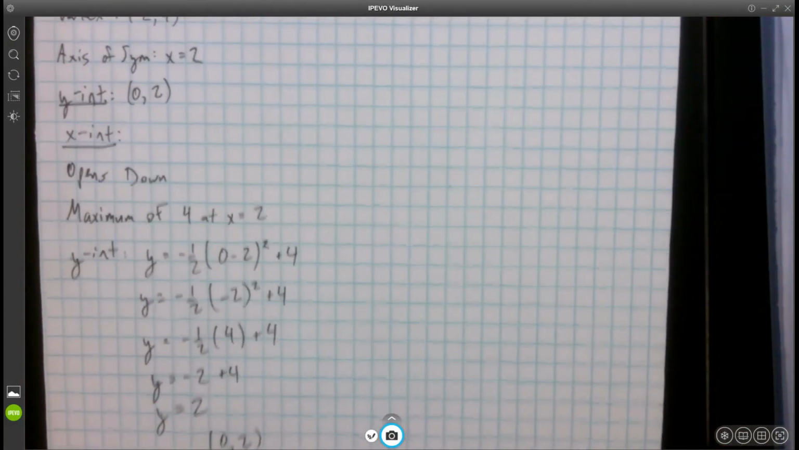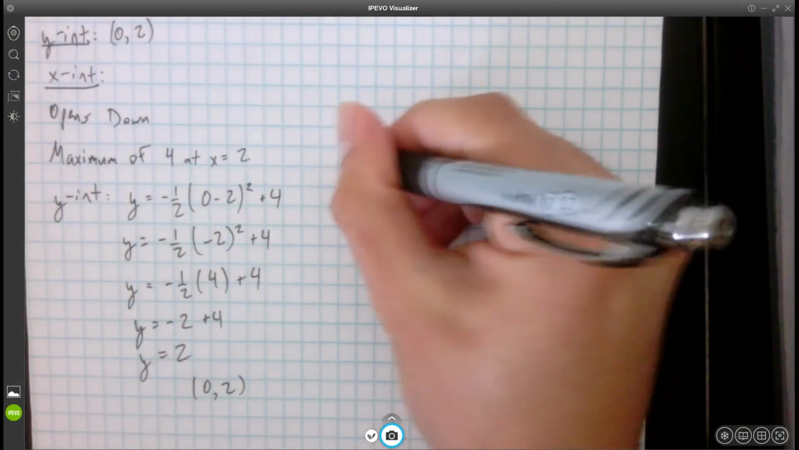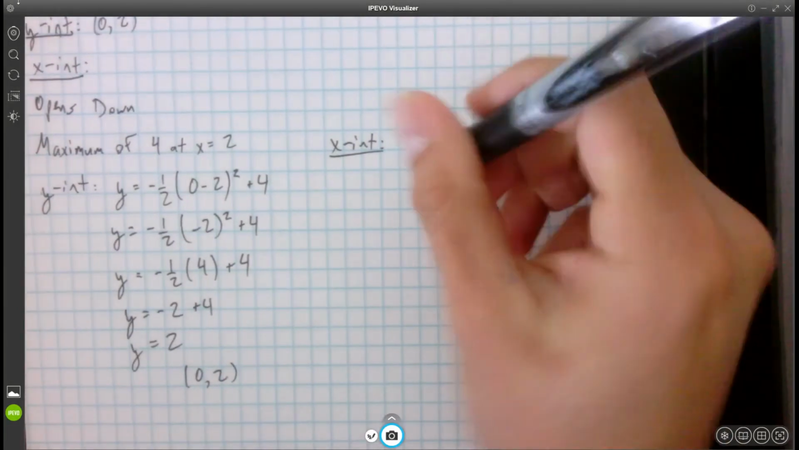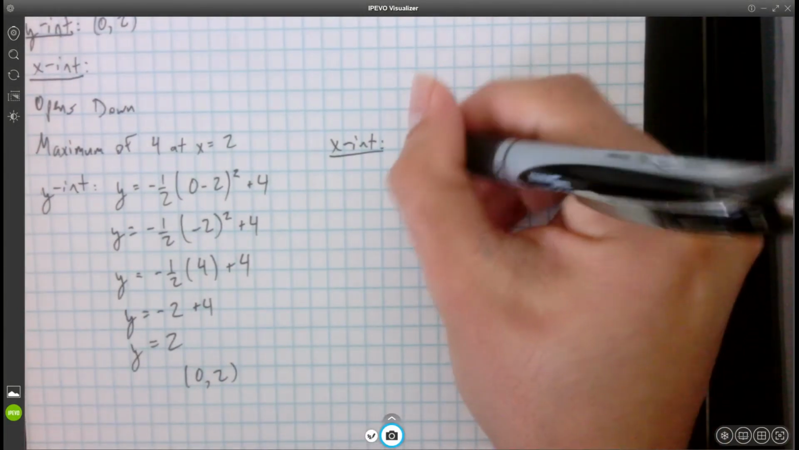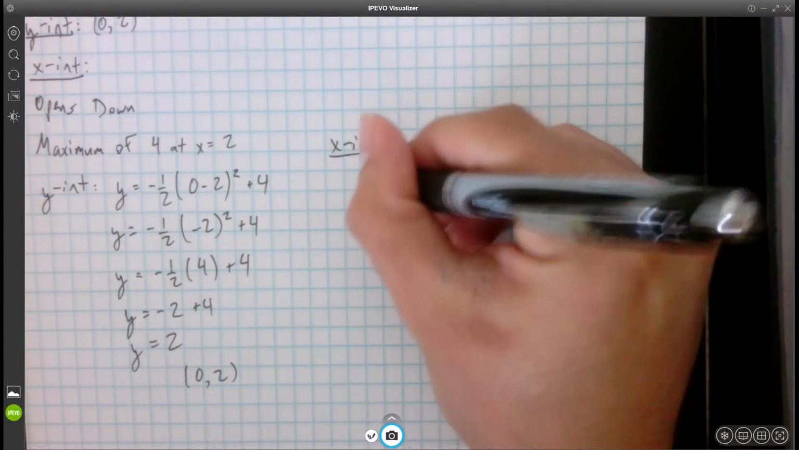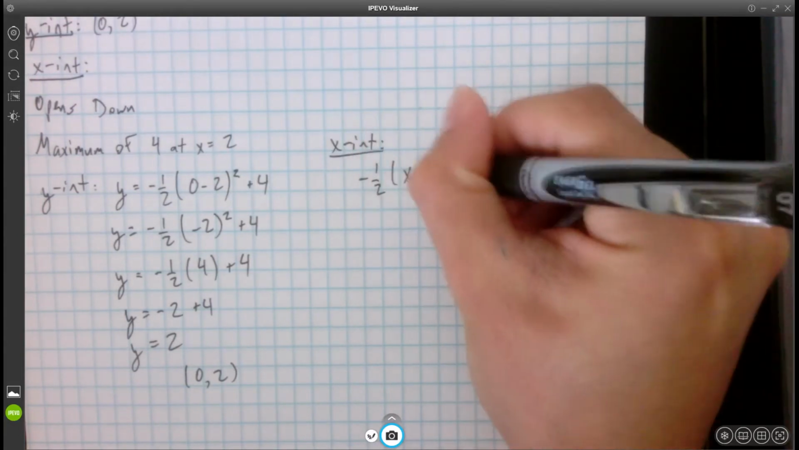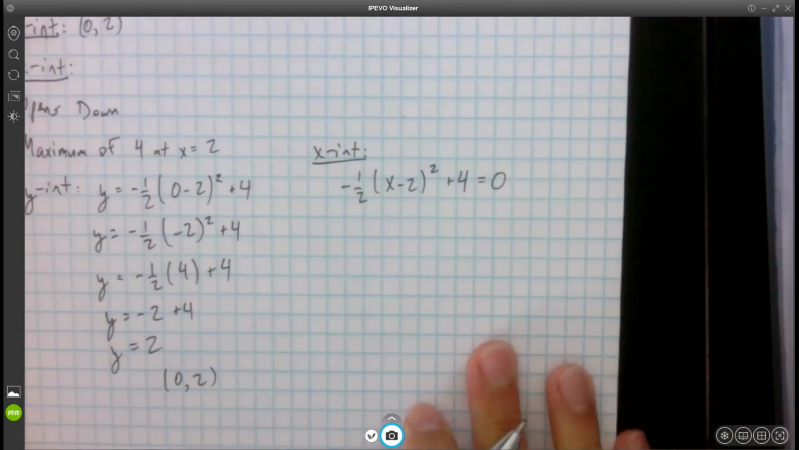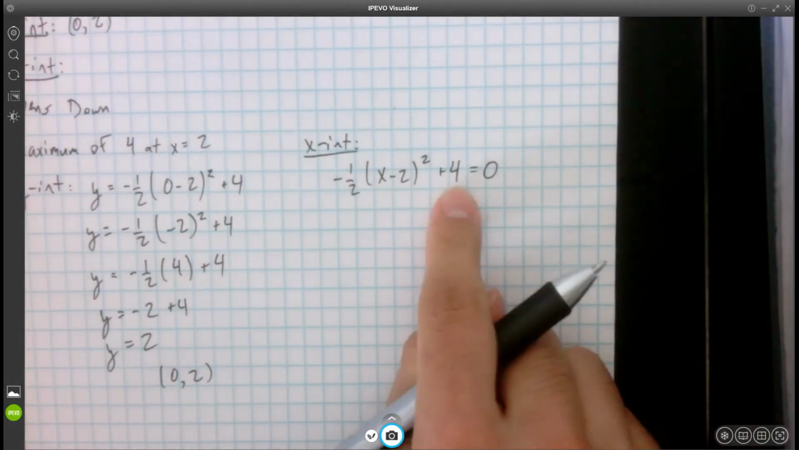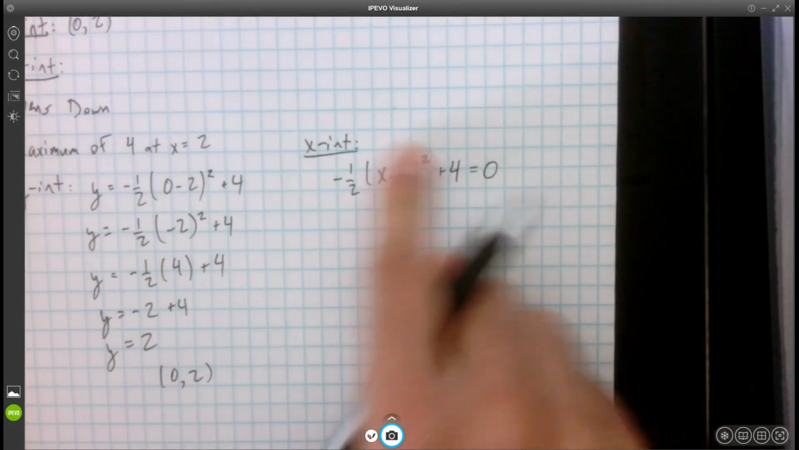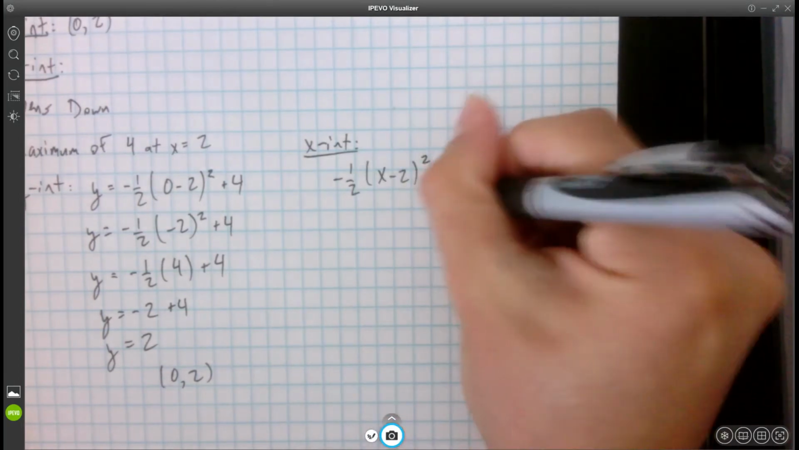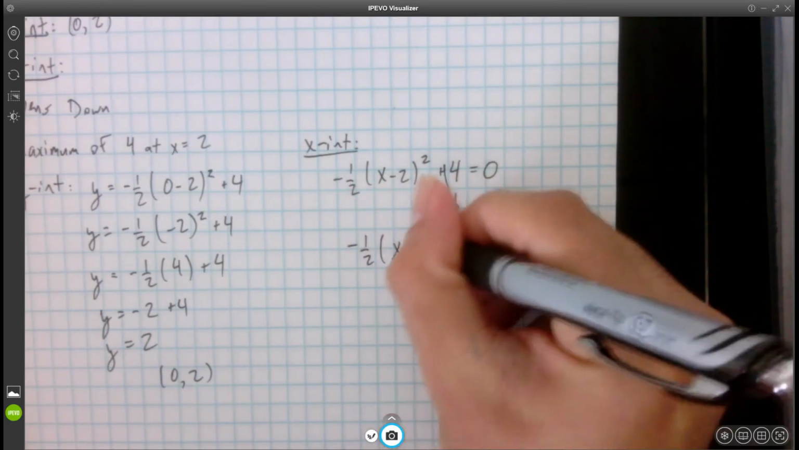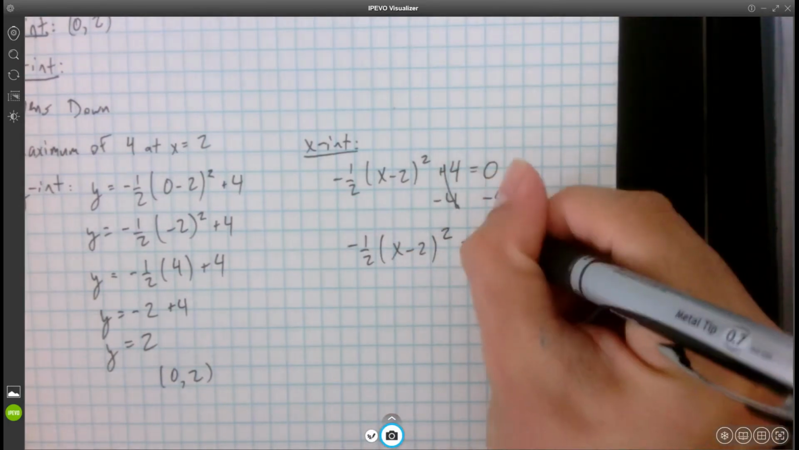Now I need to find my x-intercepts. I'll do my side work over here. That is the value of x when y is equal to 0. So negative 1/2 times (x minus 2) squared plus 4 is equal to 0. I want to get the square by itself, so I subtract 4 from both sides. Those cancel, leaving negative 1/2 times (x minus 2) squared equal to negative 4.